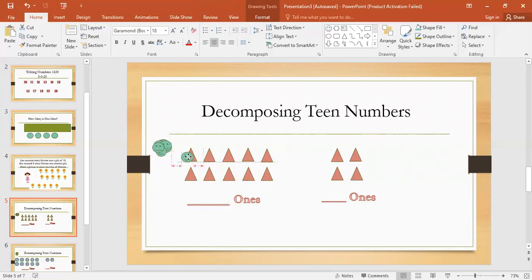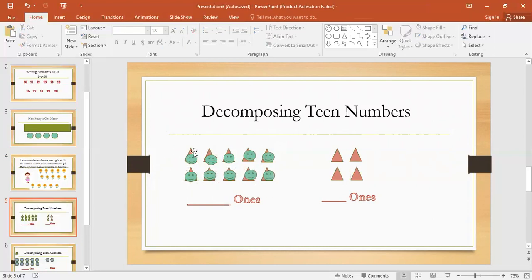1, 2, 3, 4, 5, 6, 7, 8, 9, 10. So I have 10 triangles here. I'm going to make sure I put a smiley face as we count up to 10.